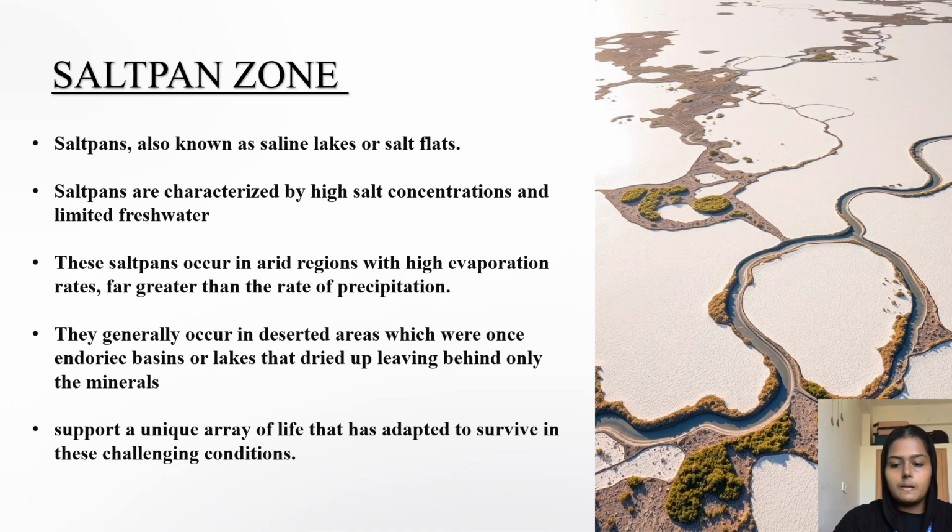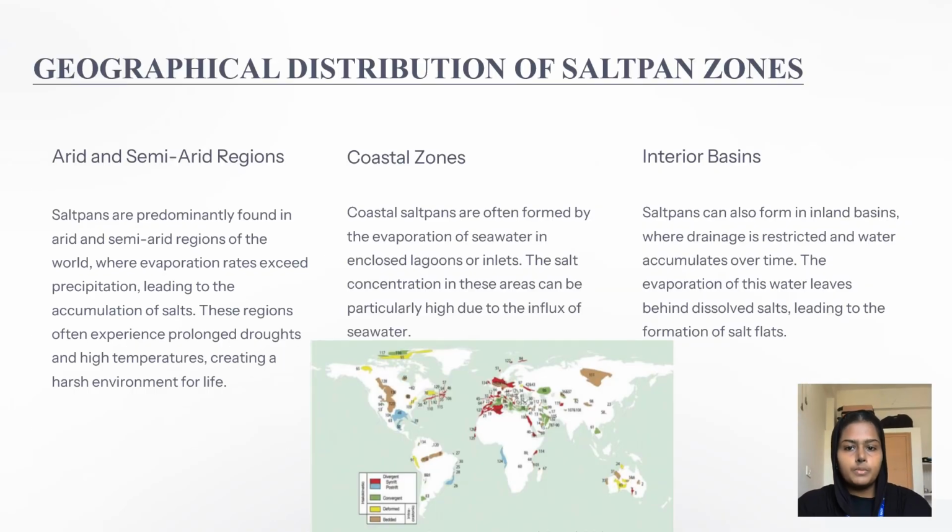behind only the minerals. So coming to the geographical distribution of these salt pan zones, as I already mentioned, they typically occur in arid and semi-arid regions where precipitation rate is very low and the temperature is much higher. And these areas are very prone to drought. And coastal areas where evaporation rate is higher and due to continuous influx of water by the waves, salt deposition on the coastal zones happens very frequently. And interior basins where there is restricted drainage of water, the water keeps accumulating in that particular area, and the water is being evaporated, leaving behind all the salt.